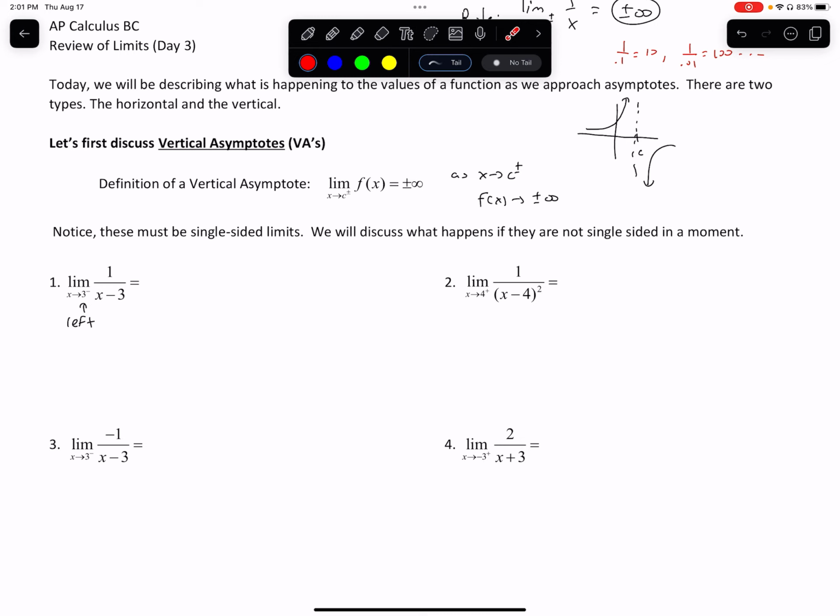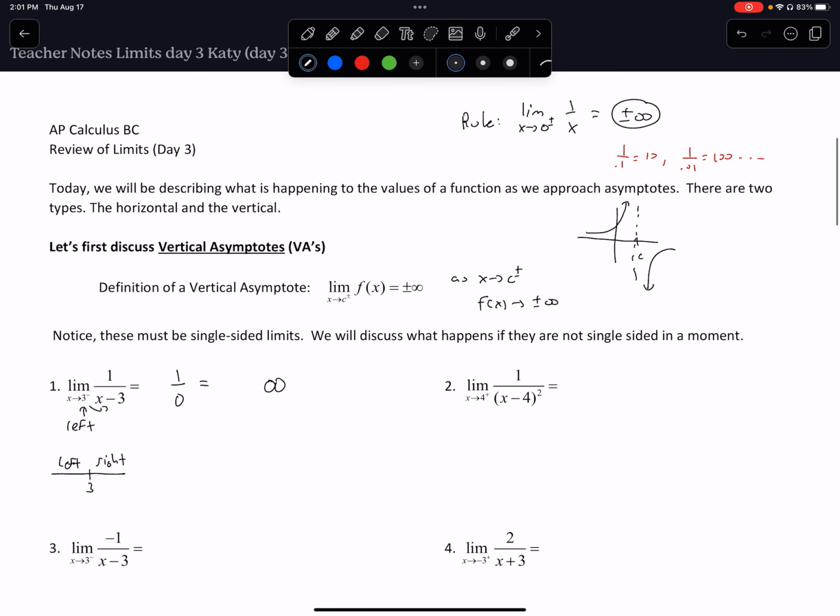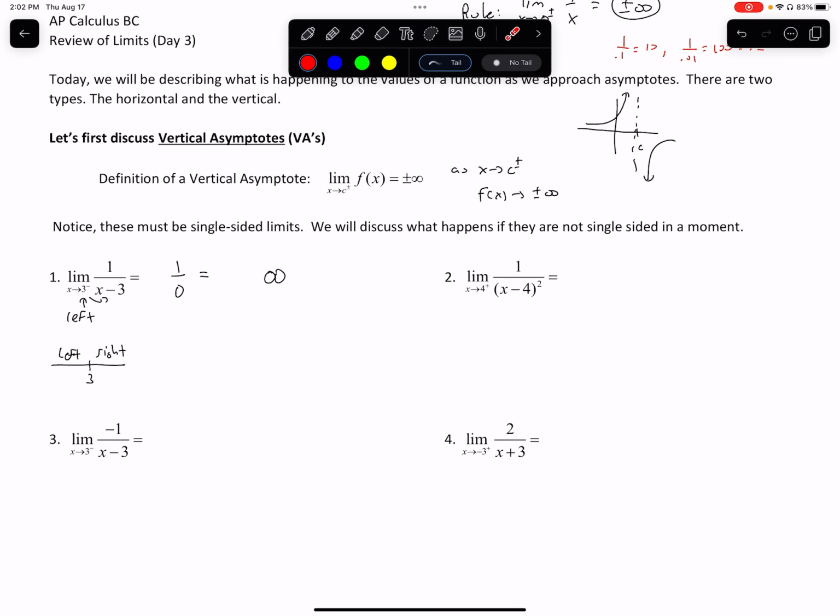Now, I could graph this, but sometimes graphing takes too long. So what I'm going to do is pick a number really close to 3 on the left. If I think of the number 3, here's the left of 3, here's the right of 3. Now, I know if I plug in, I'm going to get 1 over 0. I know this is going to be infinity, because that's my rule up here: 1 over 0 becomes infinity. But what I want to know is, is that going to be a positive or a negative infinity? Well, to do that, I'm looking at numbers to the left. So pick a number close to 3 on the left of 3.